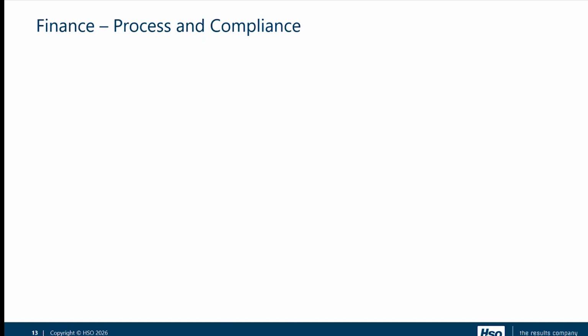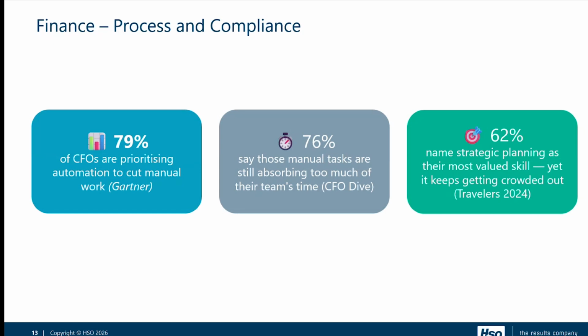So next, process and compliance. I've grouped up the elements which I think just improve how you use the system. A few quotes. Everyone likes stats. None of us know where they come from, but stats appear. 79% of CFOs are prioritizing automation to cut manual work. So if you're not doing it, everybody else is. And the system should help you do that. You shouldn't have to create these things from the ground up. And there's some other statistics there which add color.